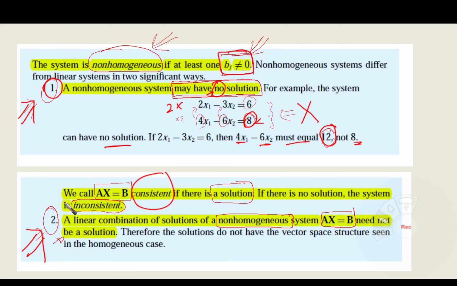Now, okay, we call AX equal B. Okay, we are going to give it a name. We're going to call it consistent if there is a solution. But if there is no solution, the system is inconsistent. So for the non-homogeneous system, we are going to call it either a consistent system, or we are going to call it inconsistent.